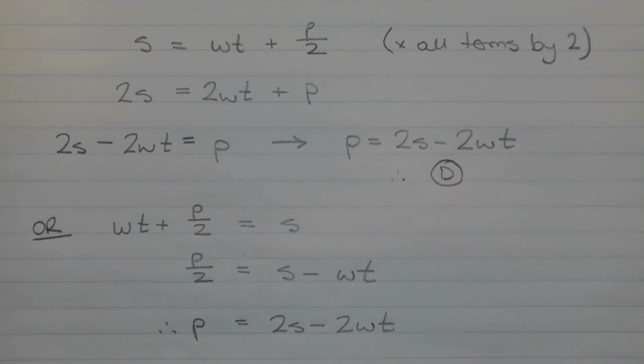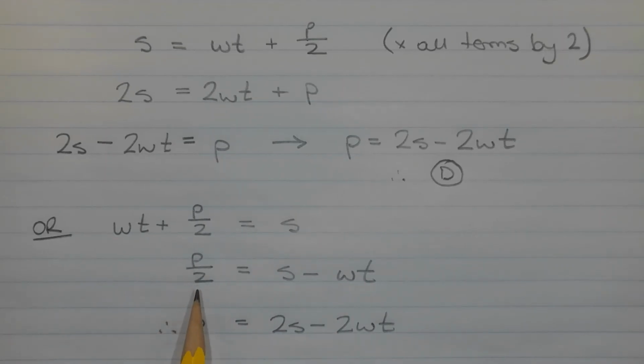Now, alternatively, we could rearrange this equation like so. What I've done here is I've just switched both sides of the equation around to begin with. So we have wt plus p over 2 is equal to S. The reason why I did that is because I want the variable p to be on the left-hand side ultimately. Now the wt, you can move that over to the other side and it becomes minus wt. So the equation becomes p over 2 equals S minus wt.